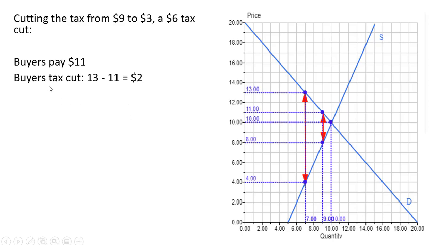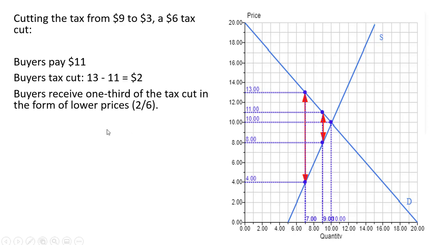So with buyers, the buyer's tax cut is $2. $13 is what they were paying with the $9 per unit tax. $11 is now what buyers are paying when there is a tax cut, so a $2 saving. Buyers receive 1/3 of the tax cut in the form of lower prices. So buyers have a $2 tax cut, and the size of this tax cut was $6, so that is 1/3 of the tax cut. 1/3 of the tax cut goes to buyers in the form of lower prices.